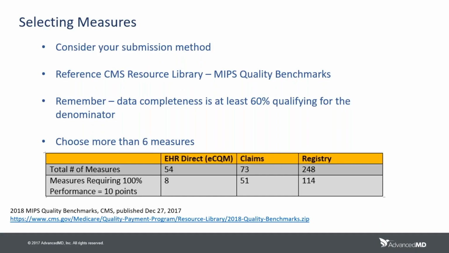And finally, choose more than 6 measures. You are not penalized for reporting more than 6 measures. Of course, the 6 measures must be in the same submission method. And if you decide to submit via 2 different methods, you will need 6 measures for each submission method. However, the measures can overlap, so you can keep that in mind. And CMS will then choose the method that provides you with the highest score.